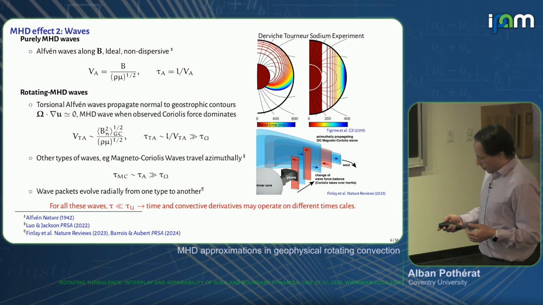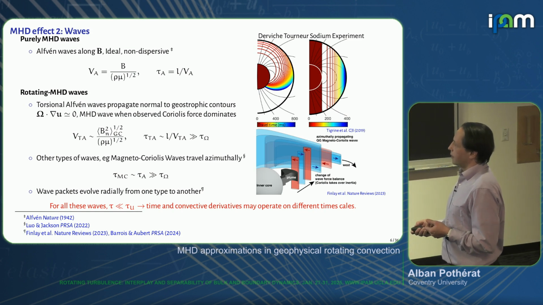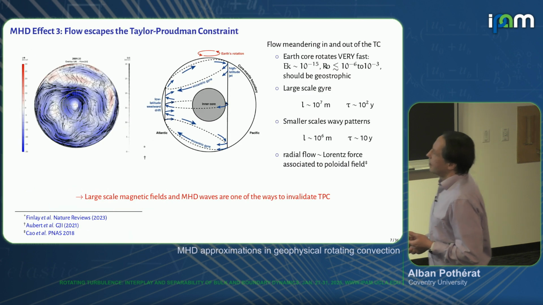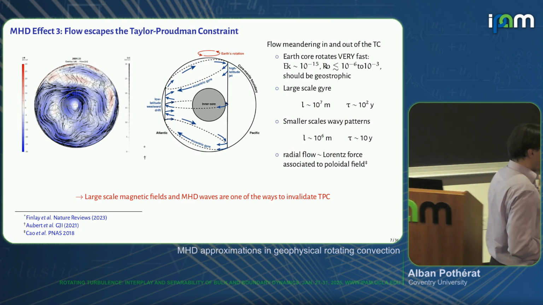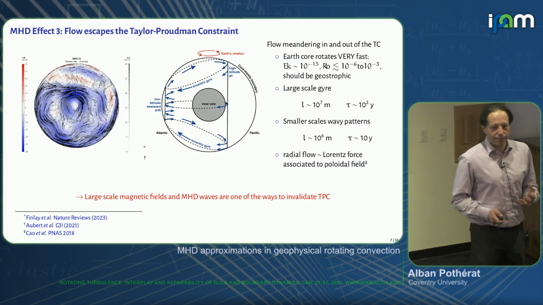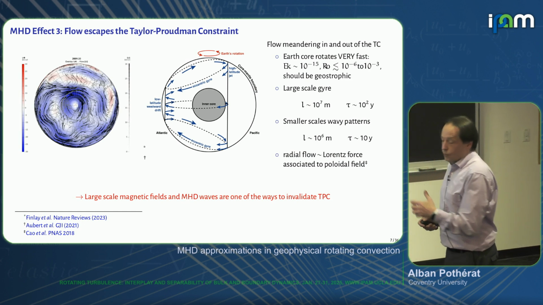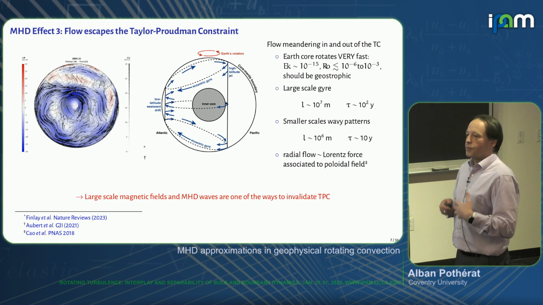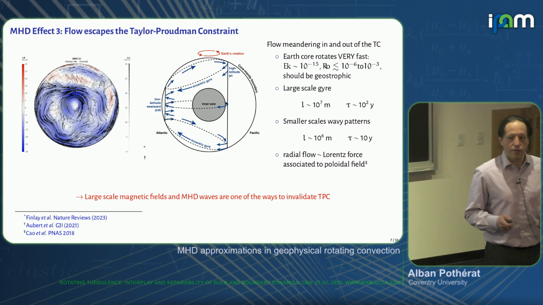So this is the sort of effect we can expect from a magnetic field if you have rotation as well. Okay. Another one. The Taylor-Proudman constraint assumes that rotation dominates. That's the base assumption. But of course, if you have a strong enough magnetic field, there will be a Lorentz force that violates this assumption. So there's no reason for the Taylor-Proudman constraint to hold.